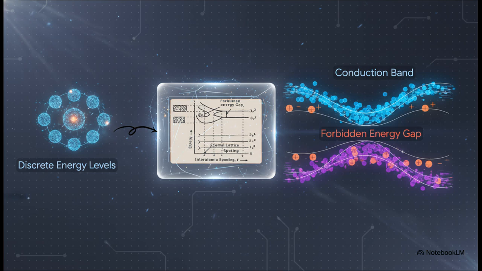Okay, let's dive into this a little deeper. If you look at an isolated, single atom, its electrons have very specific, discrete energy levels. But as atoms pack closely together to form a crystal lattice, those individual energy states actually overlap and merge. They broaden out into continuous energy bands. You've got the conduction band on top and the valence band on the bottom with that critical forbidden energy gap sitting right there in the middle. And it's actually the physical spacing between the atoms that dictates exactly how wide this gap is.